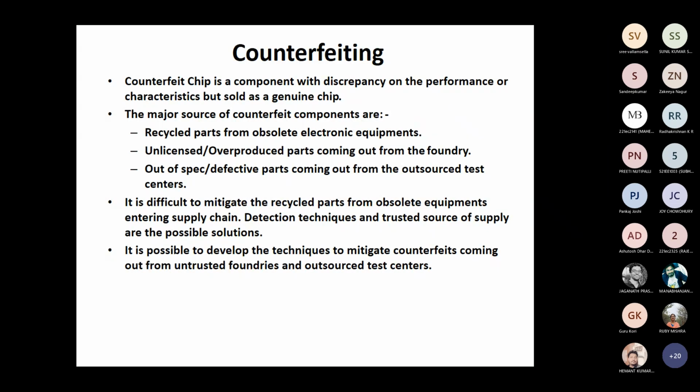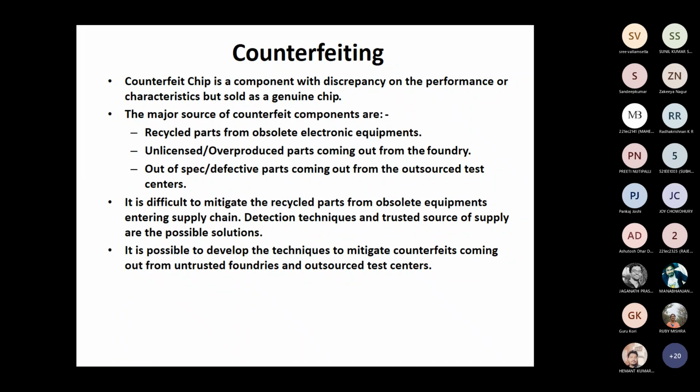Because the OSAT is supposed to do testing and then give a declaration that yes, this is correct, this can be taken up. But there are defective parts, and those defective parts now become part of the supply. So it is difficult to mitigate recycled parts from obsolete equipment entering the supply chain. Now the choice is yours: detection techniques and a trusted source of supply are the possible solutions. I'm not saying that there is no solution. There are solutions. That is why I said detection techniques are there, and a trusted source of supply.